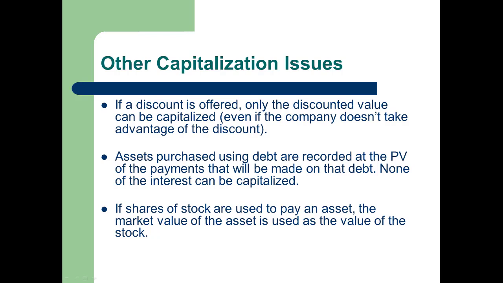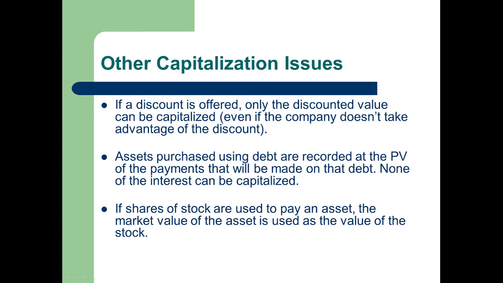Instead, you say, well, the equipment retails for $45,000. We'll put the $45,000 in as our equipment, and we'll say that the stock is worth that $45,000. We'll talk about stock more in Chapter 15. That'll click a little bit more then, but just be aware, we use the value of the asset received for the stock, not the value of the stock for the asset.